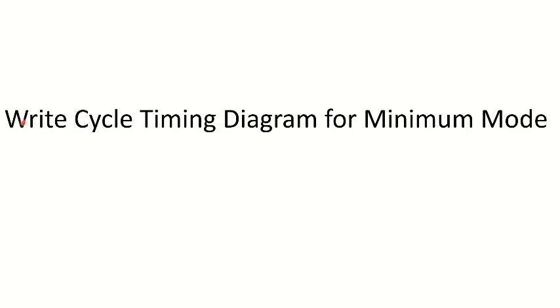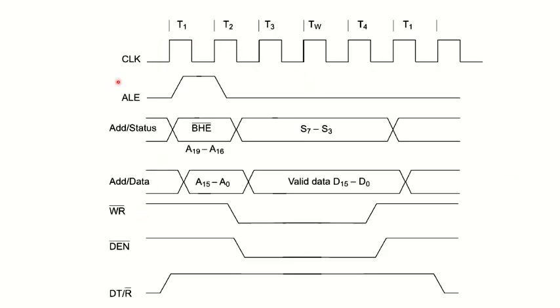So next is the write cycle timing diagram for the minimum mode. Till now we have covered the read cycle timing diagram for the minimum mode, so let us discuss the write cycle timing diagram. This is the write cycle timing diagram for the minimum mode. The concept is the same, so similarly T1, T2, T3, TW.